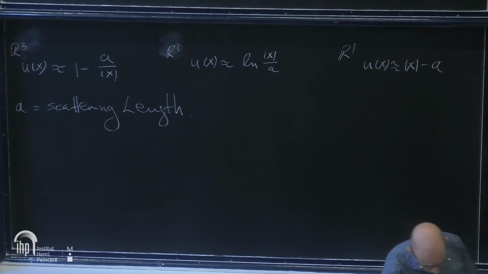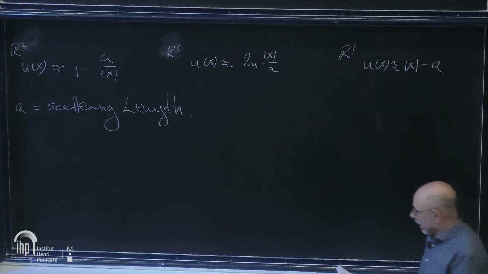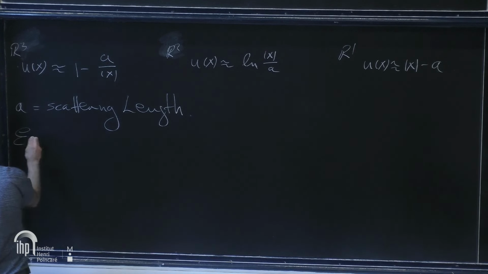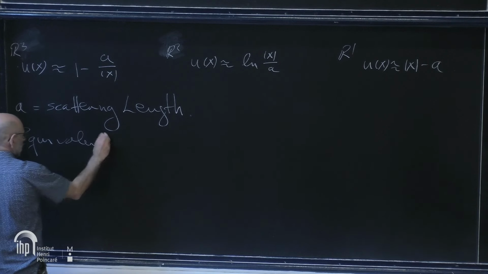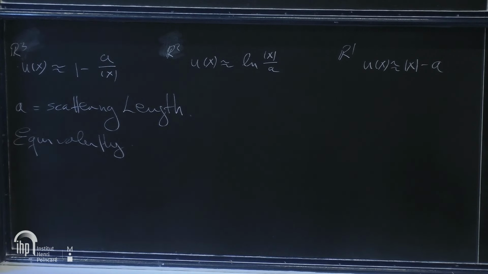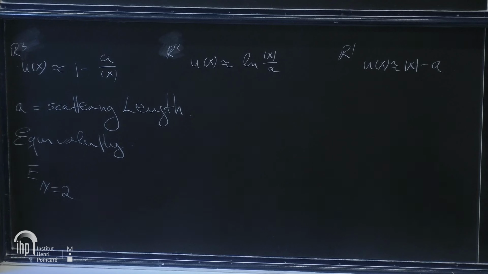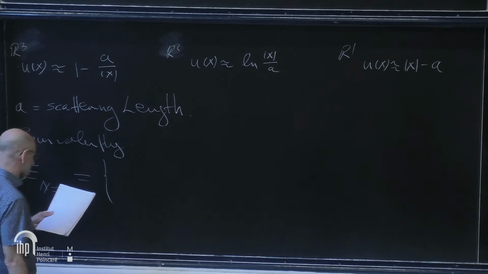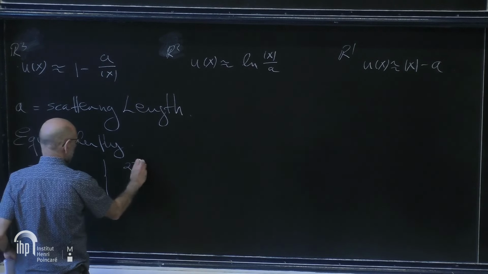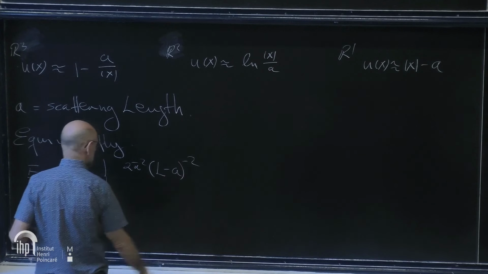Another way, and I guess I have to look at my notes, is equivalently to ask what is the energy that I introduced up there somewhere. What is it if n is equal to 2? So E for having two particles as I go to large L. Right? So you can get the asymptotic. So in one dimension, it's 2 pi squared (L minus A) to the minus 2.